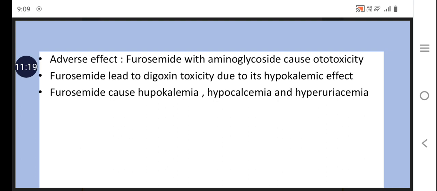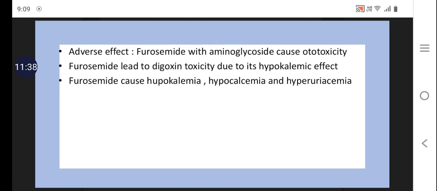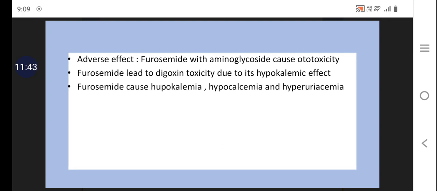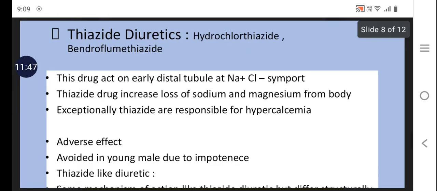Drugs like furosemide are responsible for hyperuricemia, meaning an increased level of uric acid. That uric acid is responsible for joint pain. So these drugs are avoided in gout patients. Okay. So this is about the highly efficacious diuretic drugs.